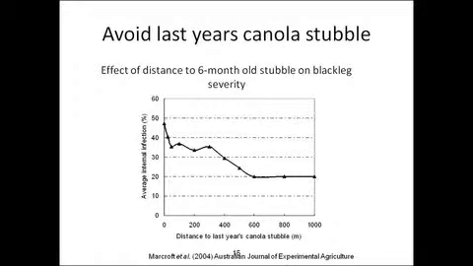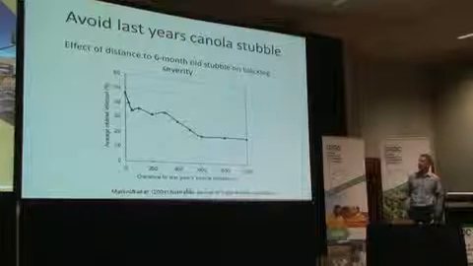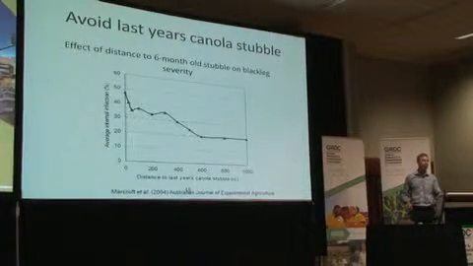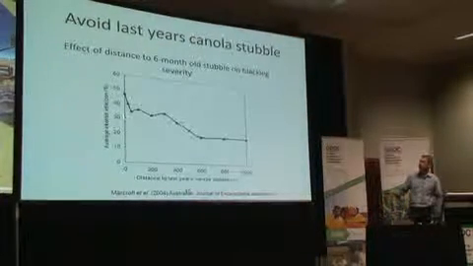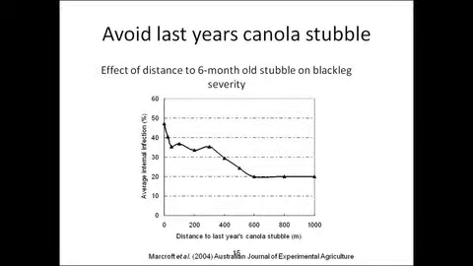So our first blackleg management control is the cultural practice of basically avoiding stubble. If you're in a high risk situation, like in Eyre Peninsula, it's very difficult, you can't get away from that stubble. But for most people in Australia, they can still get some separation from this year's crop and last year's canola stubble. So this is basically blackleg infection compared to distance to stubble, and you can see at about the 500 metre mark we stop getting that additional infection level.